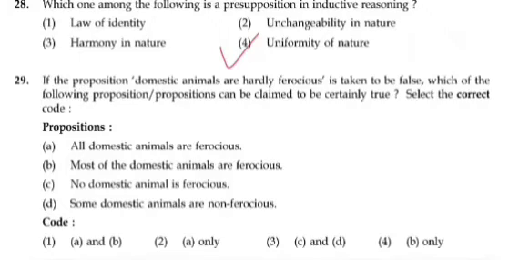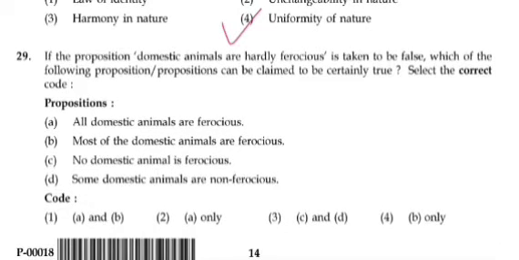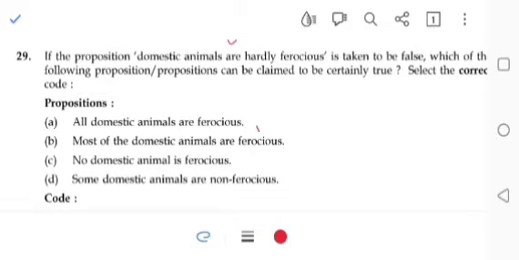Question 29. If the proposition domestic animals are hardly ferocious is taken to be false, which of the following proposition or propositions can be claimed to be certainly true? Select the correct code. Propositions are: A. All domestic animals are ferocious. B. Most of the domestic animals are ferocious. C. No domestic animal is ferocious. D. Some domestic animals are non-ferocious. Options: A and B; A; C; D; B. Correct answer will be A and B: all domestic animals are ferocious, most of the domestic animals are ferocious.